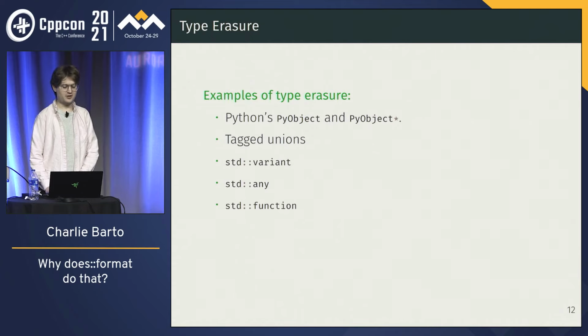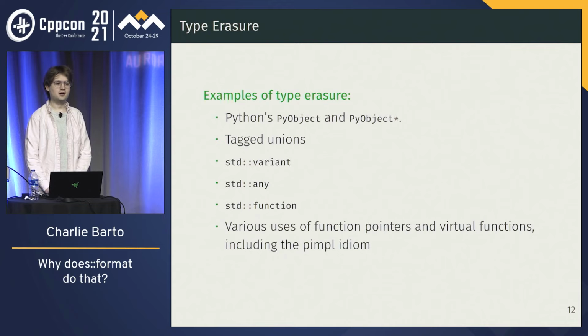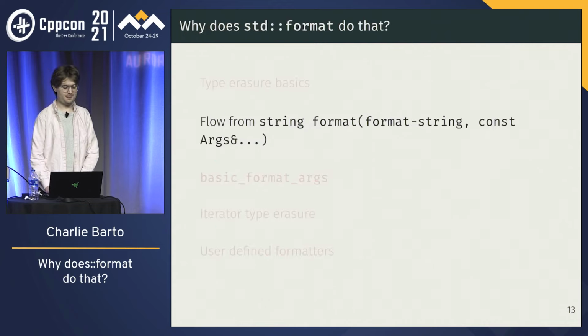The standard has variant, any, function, and various other types that involve erasure. Variant and any are the two most direct. Lots of uses of virtual functions. If you've ever used the Pimpl idiom, it's the same idea. You're making it so the compiler doesn't really have to know as much about your code.